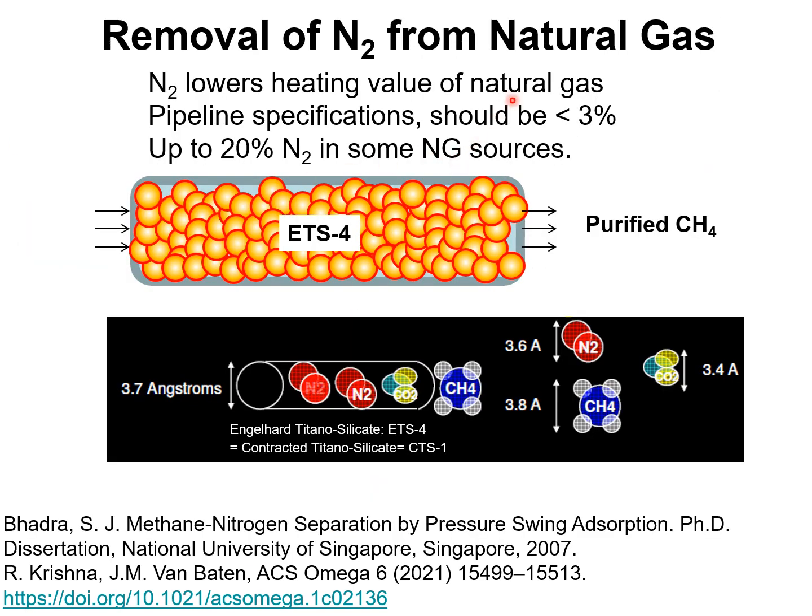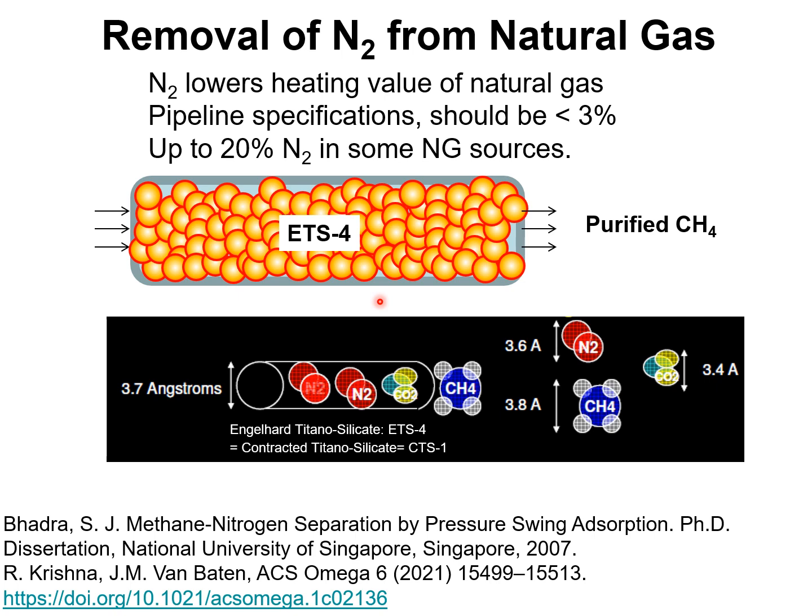Let's consider the purification of natural gas. Many reserves contain nitrogen up to 20%, whereas the pipeline specifications for natural gas demand that the nitrogen content be less than 3% because nitrogen lowers the heating value. Therefore, it is important for nitrogen removal for natural gas to selectively adsorb the nitrogen from natural gas, which is predominantly methane. However, most adsorbents are selective to methane that has the higher polarizability.